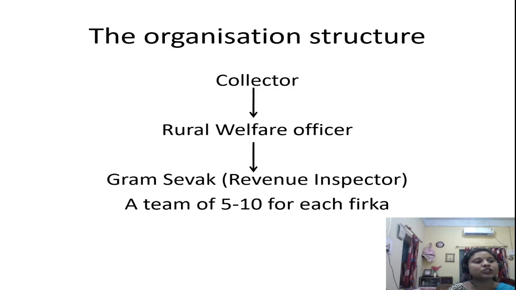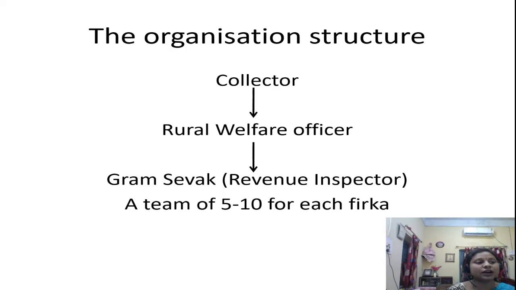Then coming to the implementation, the entire modus operandi, let us have a look into the organizational structure of these objectives. The collector was made responsible at the district level for each cluster of 2 to 3 firkas. There was one rural welfare officer, supported by the Gram Sevak or the revenue inspector, with a team of revenue inspectors for each 5 to 10 officers for each firka, so that they can analyze the situation, plan the program, implement the program, evaluate the system and give feedback to the administration. So this was the organizational structure adopted for the program.